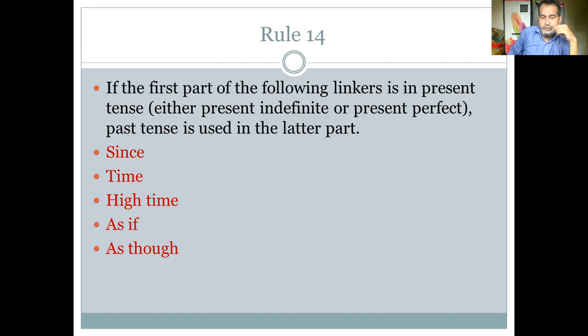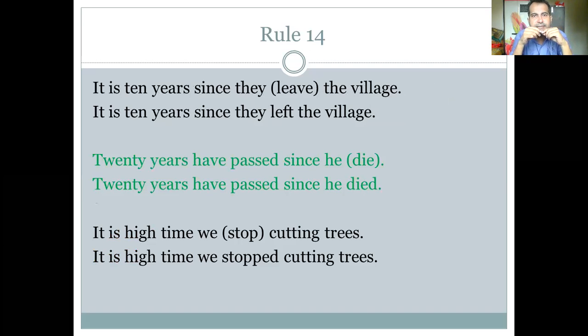Now let's consider some examples and just memorize the clue words or the linkers: since, it is time, high time, as if, as though. So these five. Whenever you see these five in your sentence, in your exercise, keep in mind to apply the rule. Now let's see. It's 10 years since they left the village.